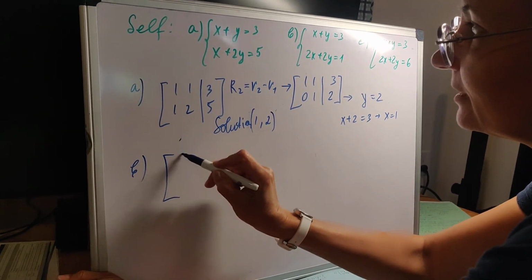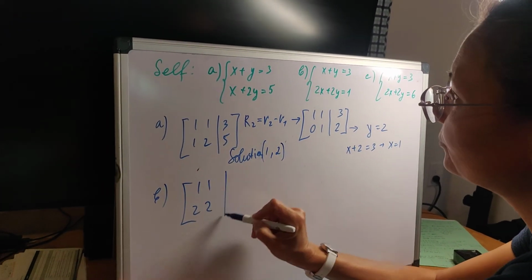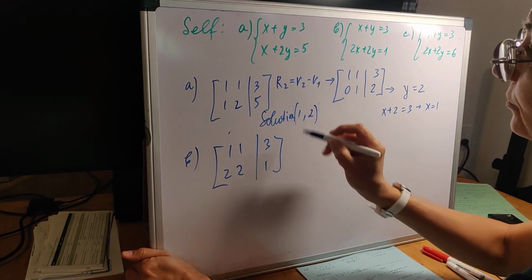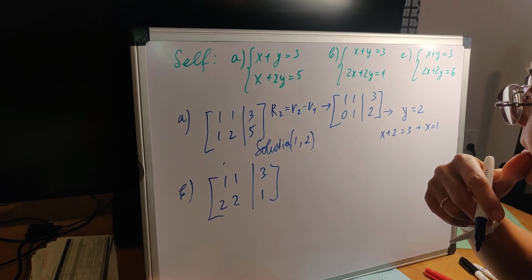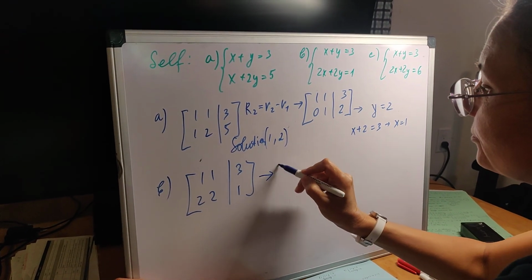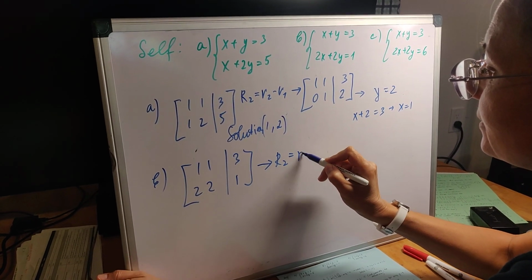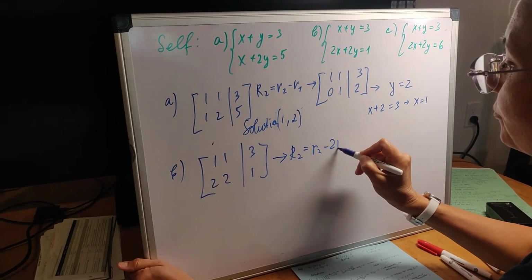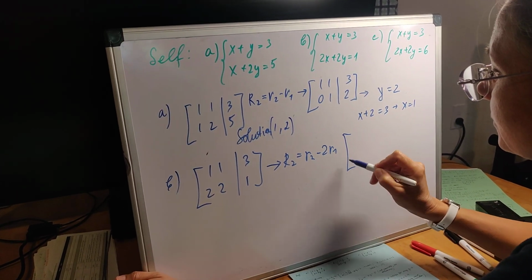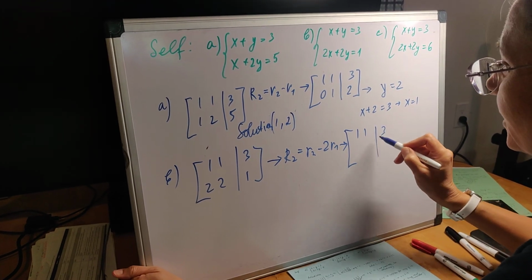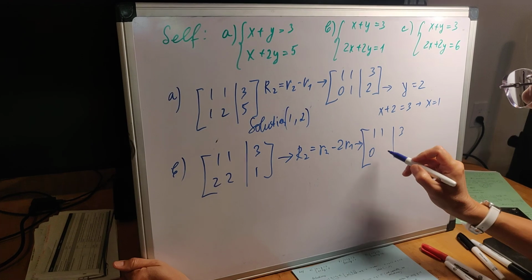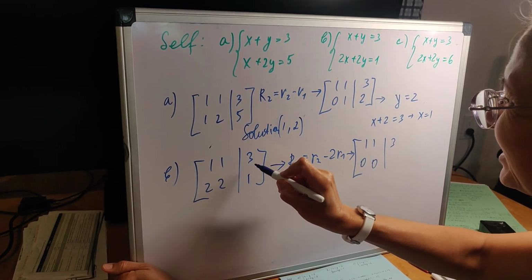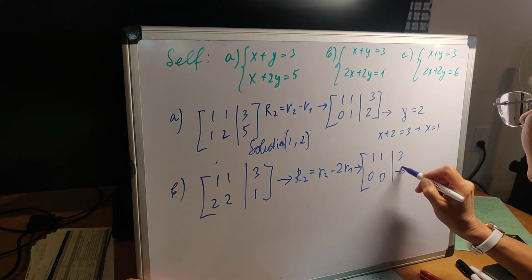B. 1, 1, 2, 2, 3, 1. Well, I'm going to do the very same operation to make it 0, because, no, I'll need to multiply by 2 actually. So R2 equals R2 old minus 2 R1. What am I going to have? 1, 1, 3. Multiplying by 2 is going to give me 0 here. Multiplying by 2, subtracting, 0 here. Multiplying by 2 is 6. Subtracting from 1, negative 5.